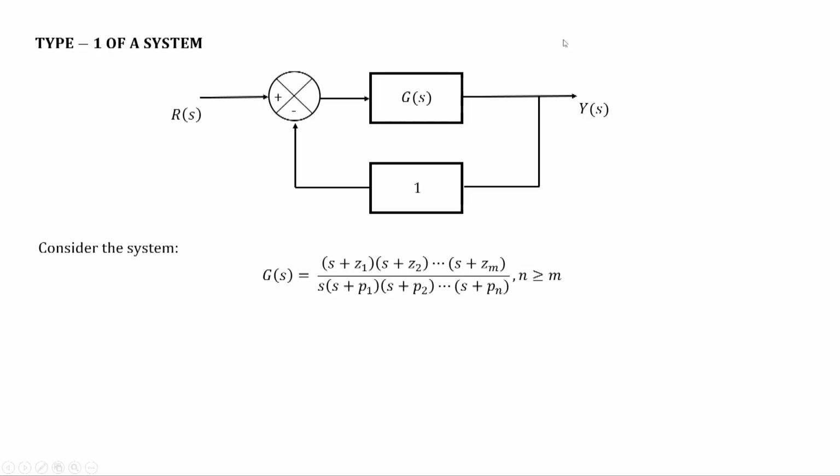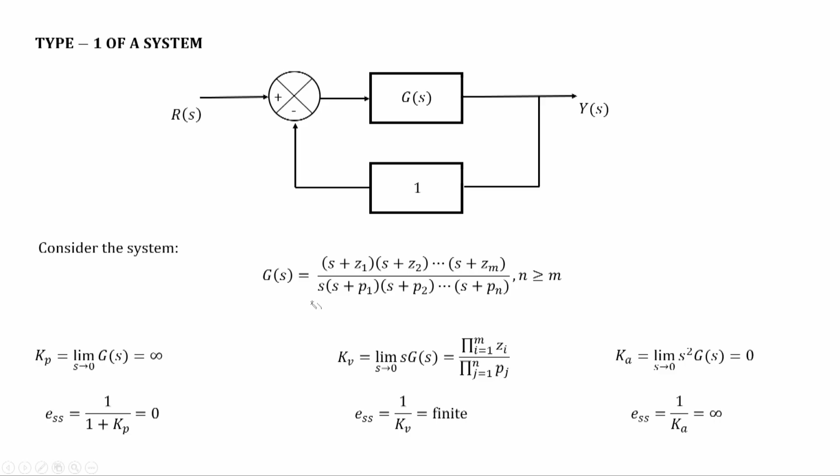Okay. So, let us look at a type 1 system. In a similar way, for a type 1 system, we have a pole at the origin. So, Kp will come out to be infinity, and ESS is 0. That means a type 1 system can follow a step input. If you give a step input to a type 1 system, then as t tends to infinity, the output will become exactly equal to the reference signal.